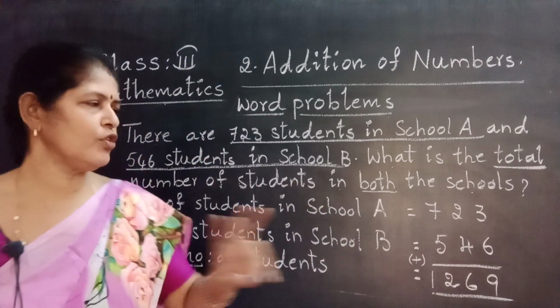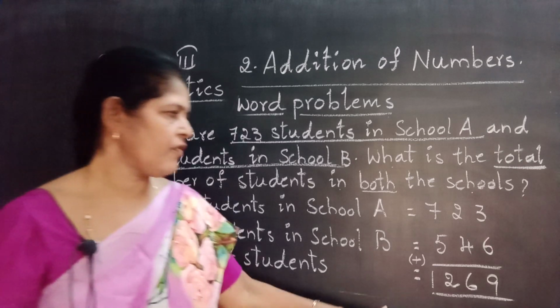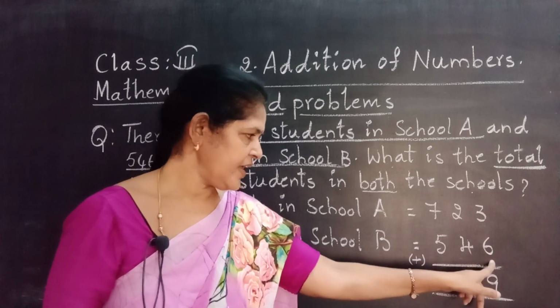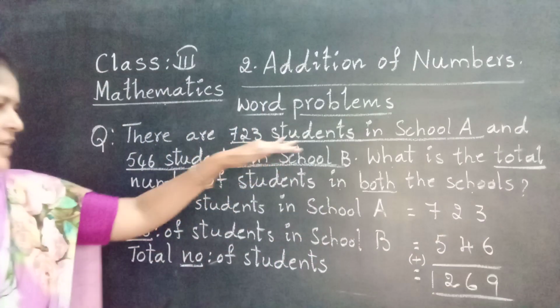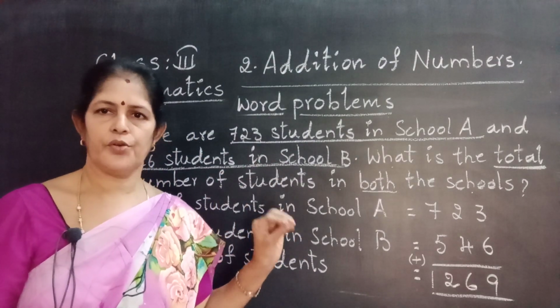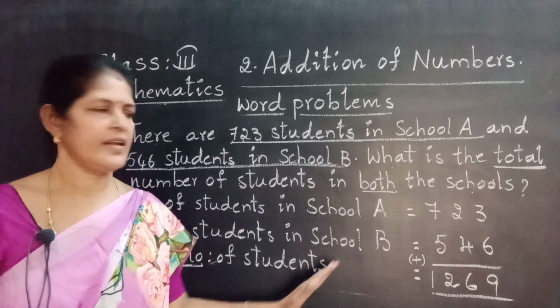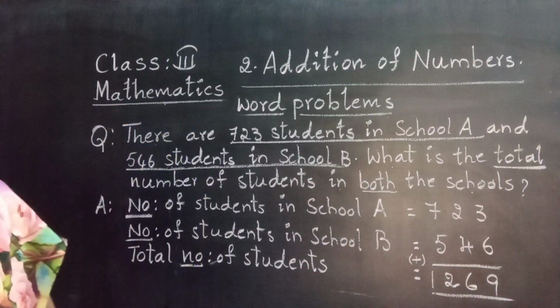Both means two schools, school A and school B. Total number of students equal to 723 plus 546, 1269. Question and answer. This is the explanation part. No need to write. Okay? You watch the video. This is the question. This is the answer. This is the addition word. One more problem.